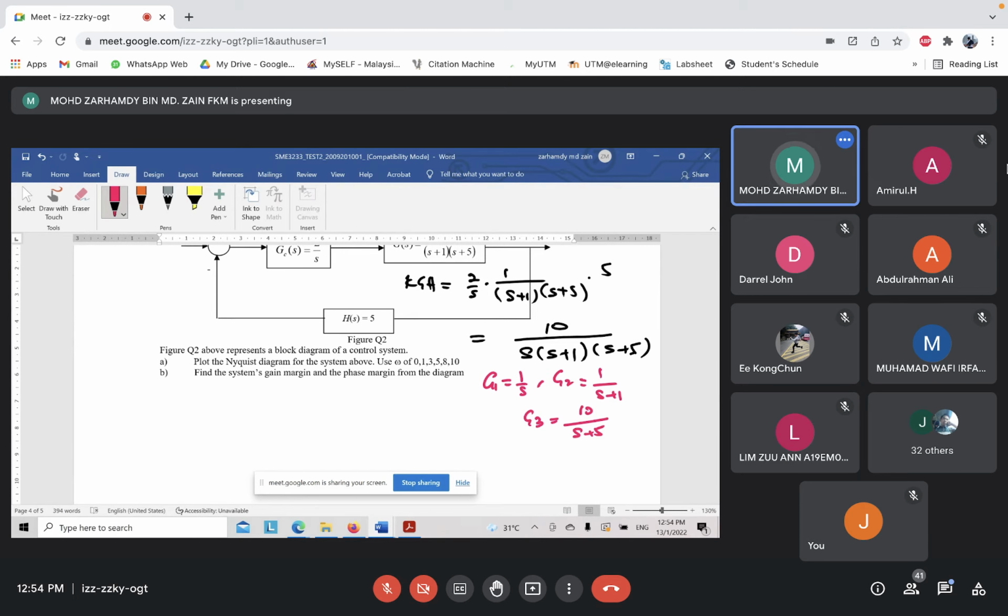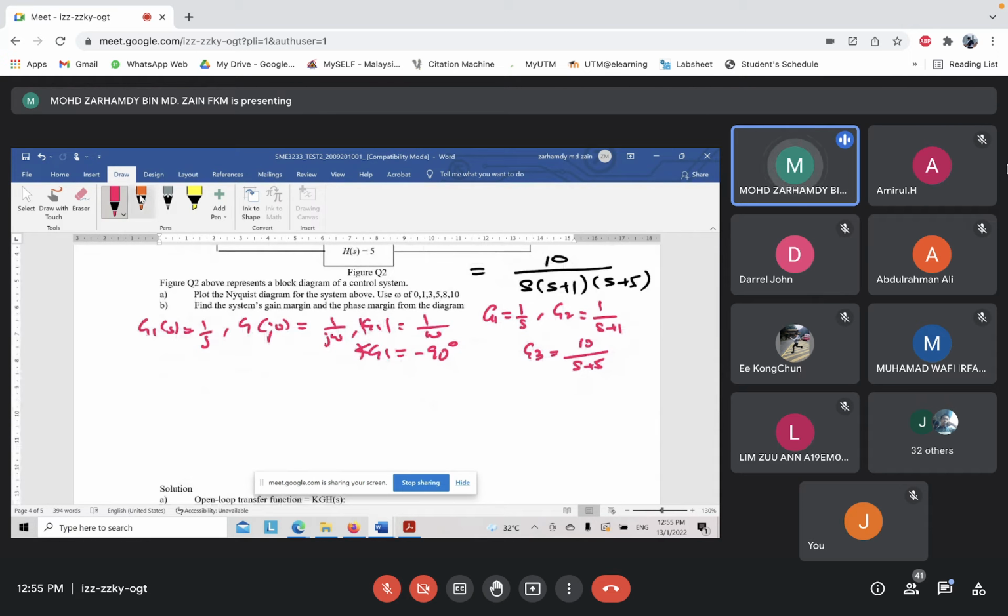Okay, now we have 3 systems. G1 is represented as 1 over s. So we need to change it to the frequency response. We have 1 over j omega, and directly you will find the gain of this system, 1 over omega. The concept of G1, because this is the integrator, right? So we have negative 90.